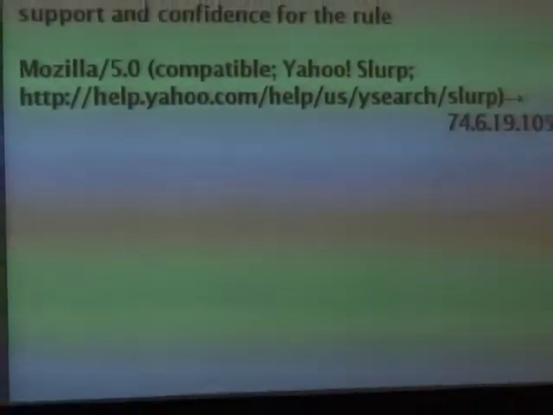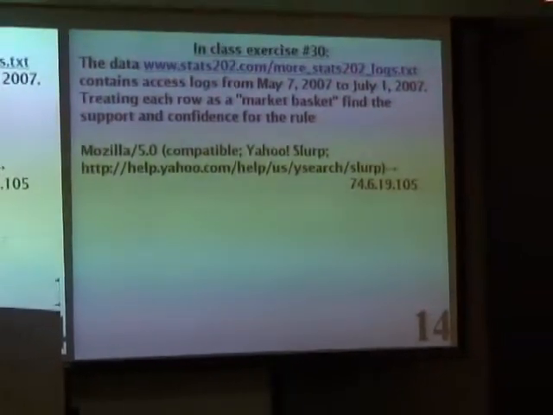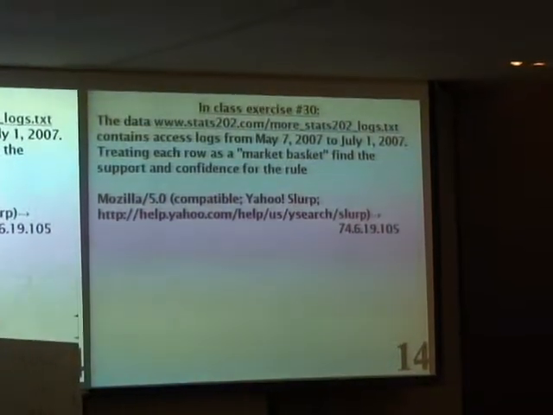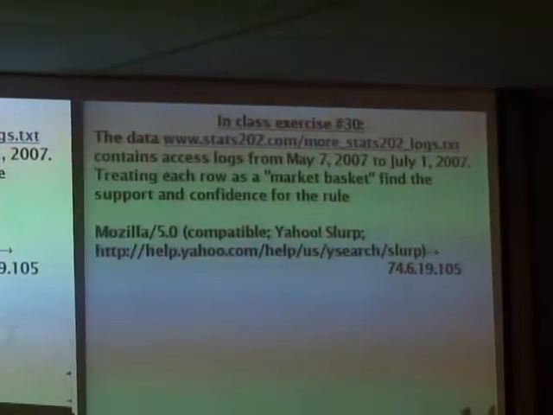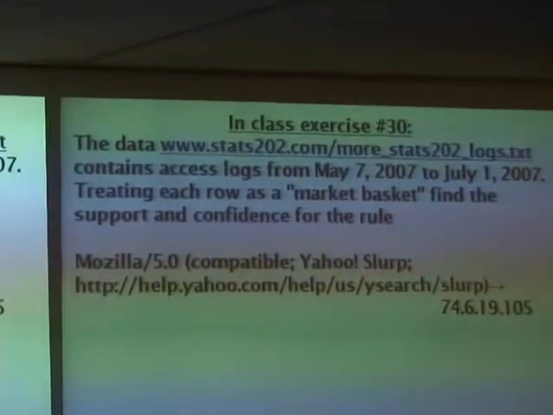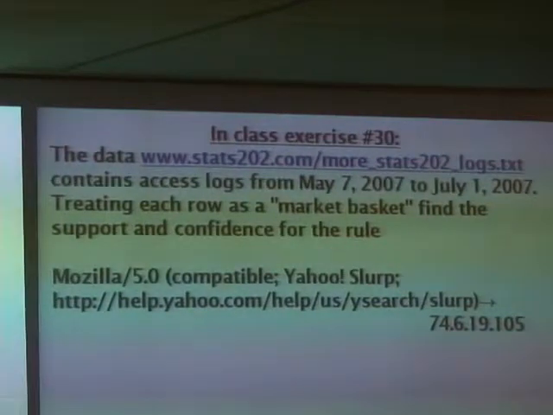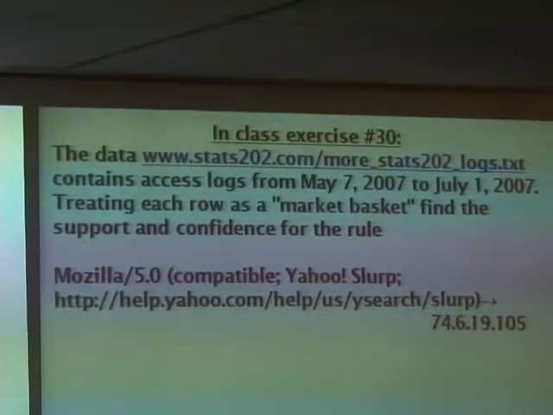We can say, well, only 0.2% of my records have the Yahoo crawler and that IP address, so it sort of has small support. But once I know it's the Yahoo crawler, there's a 4% chance that it's coming from that IP address. So that's the confidence for that rule.